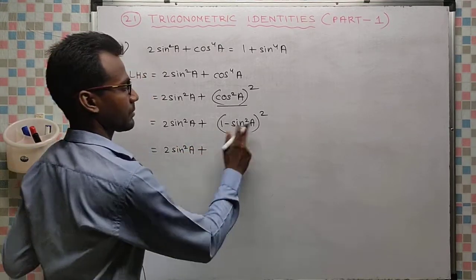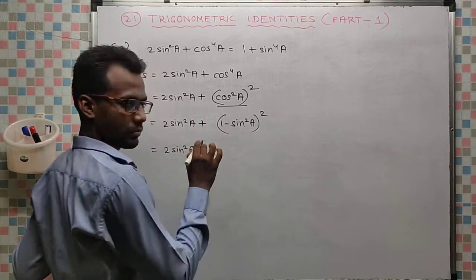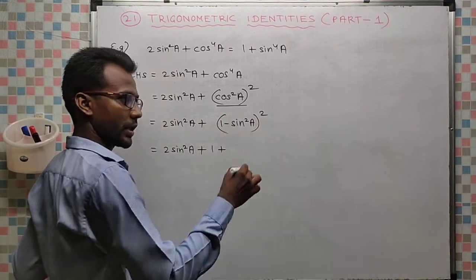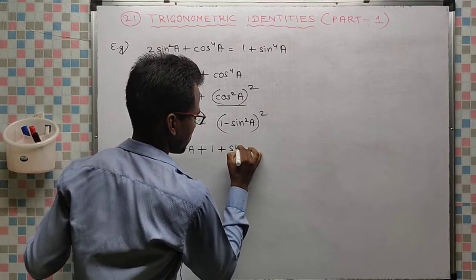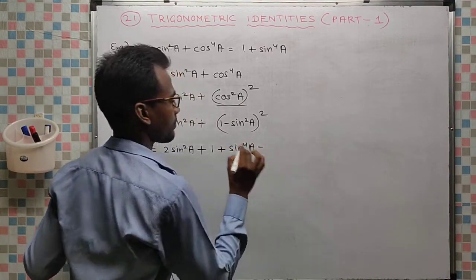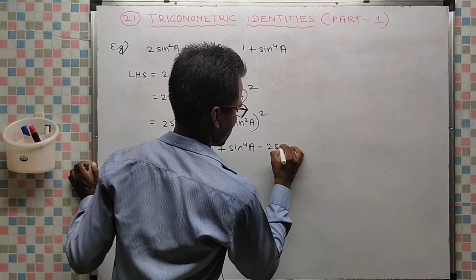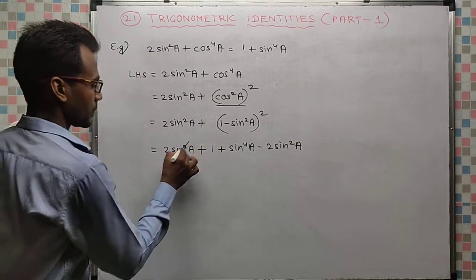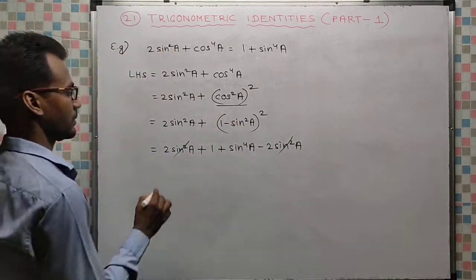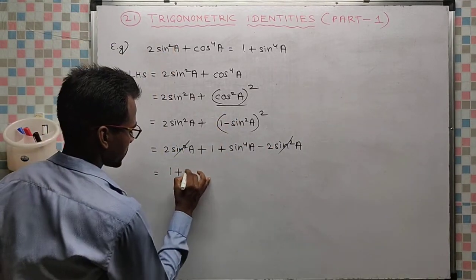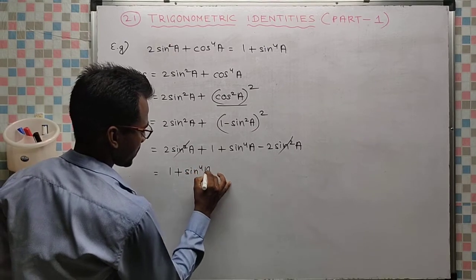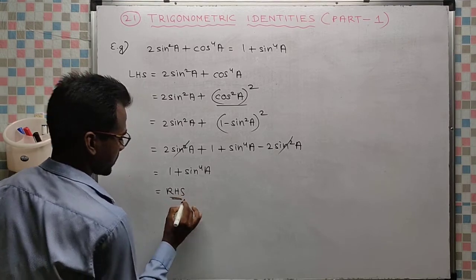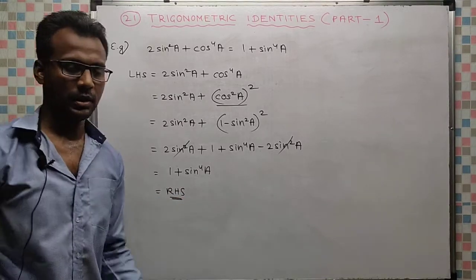2 sin square A, then (A minus B) whole square. So A square is 1 square means 1, plus B square means sin square A whole square, which is sin power 4A, minus 2AB, so minus 2 sin square A. So 2 sin square A and 2 sin square A cancel. Remaining we have 1 plus sin power 4A, which is RHS. Hence proved.